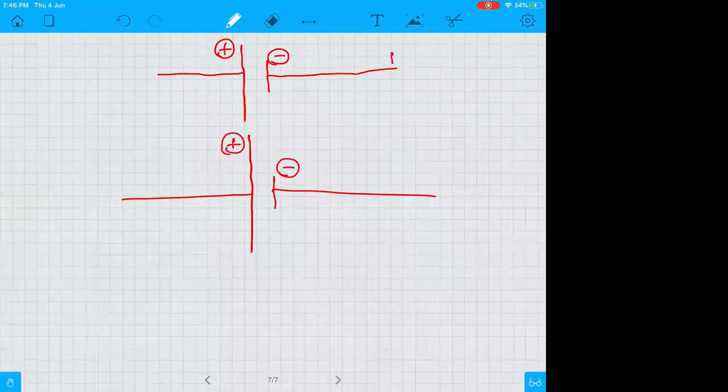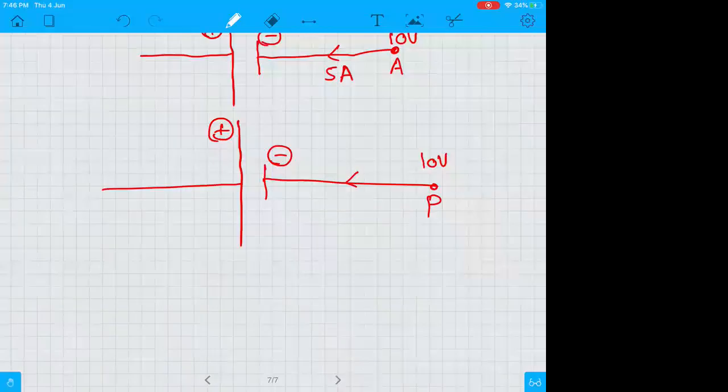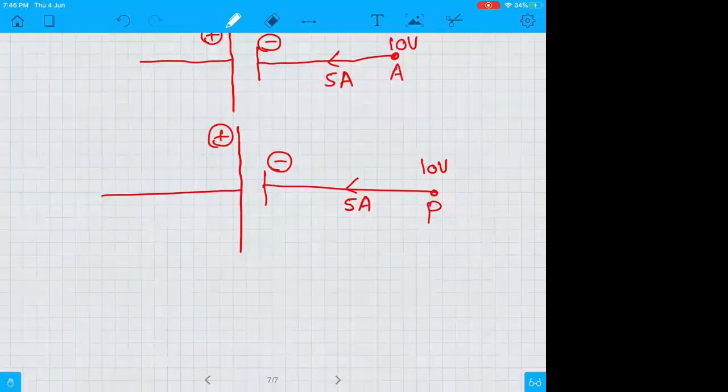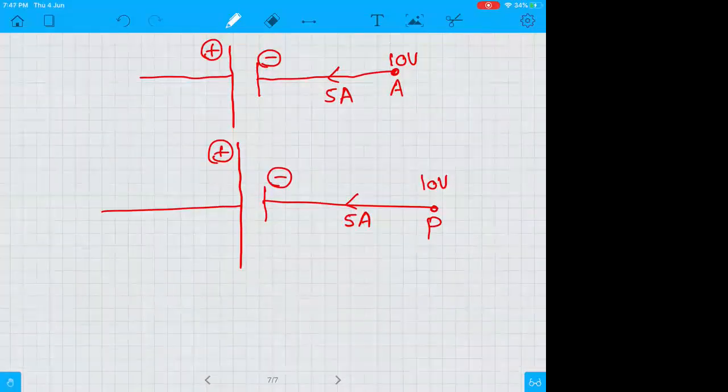Just for example, if you have 10 volt at this point, let's suppose this point is point A. This is point P, it is at 10 volt. Now you have a current of 5 ampere. One thing that is common between these two currents, the current from A and the current from P, they both have one thing common. That is, every 1 coulomb charge has 10 joules of energy.